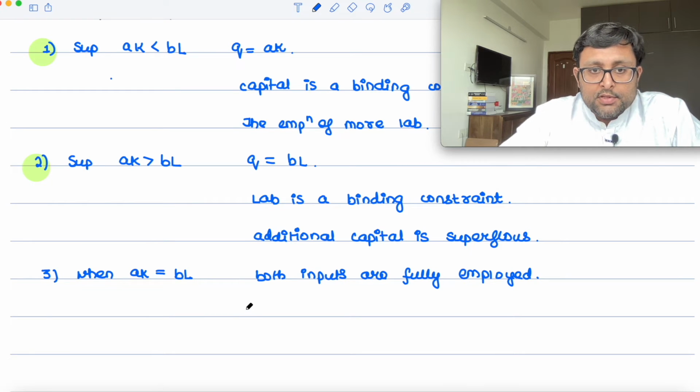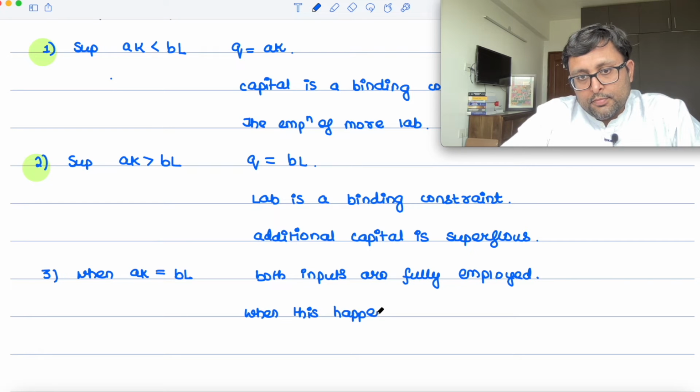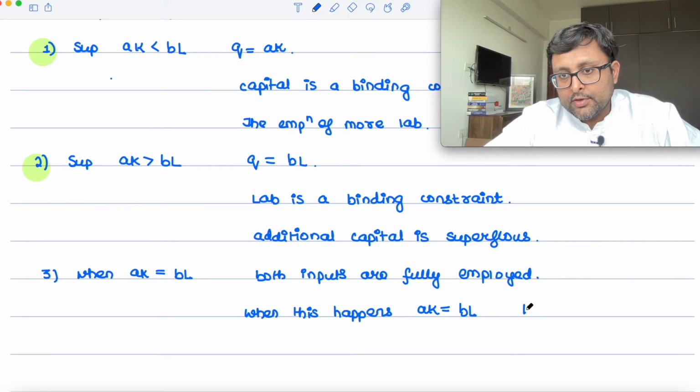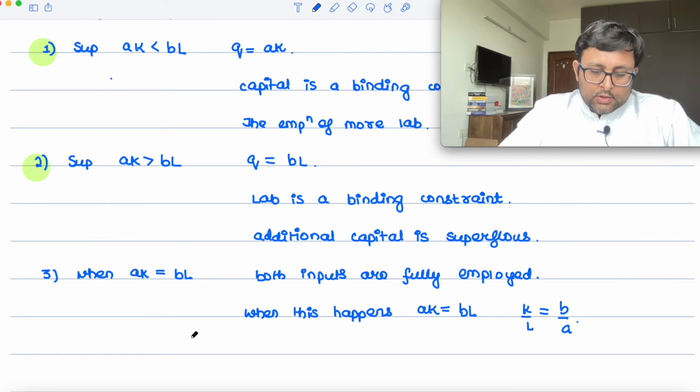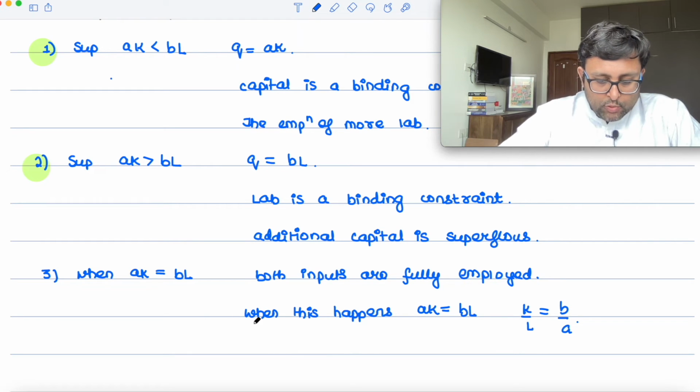So when this happens, that is when AK is equal to BL. So you can write K by L equals B by A, right? And the production is going to take place at this particular point, that is at the vertex of an isoquant.